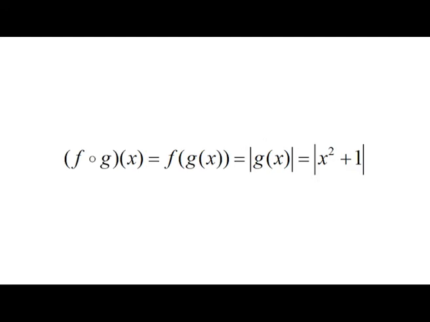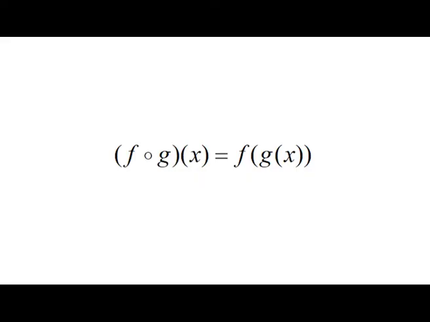Thus, f composition g of x equals f of g of x, equals absolute value of g of x, equals absolute value of x square plus 1. In general, we make the following definition. Given functions f and g, the composition of f and g, denoted by f composition g, is the function defined by f composition g of x equals f of g of x.